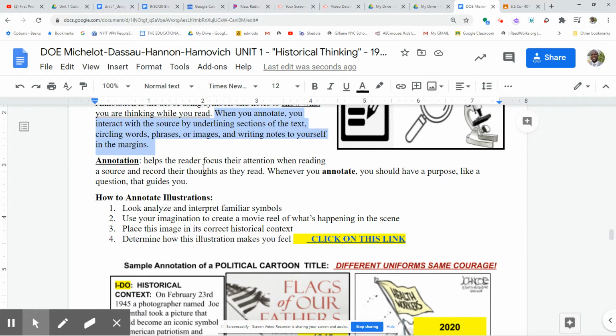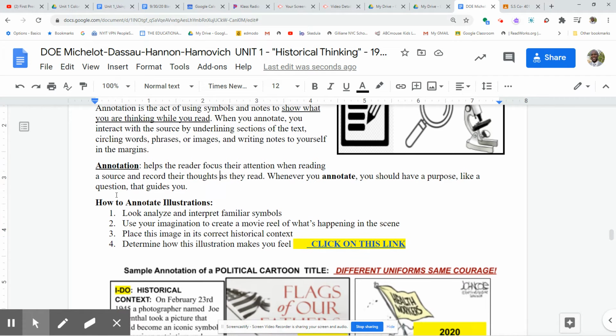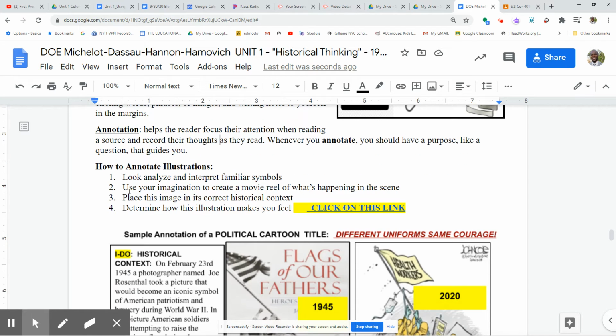Now, annotation helps the reader focus their attention when reading a source and record their thoughts as they read. Whenever you annotate, you should have a purpose, like a question that guides you. The next part is how to annotate illustrations.